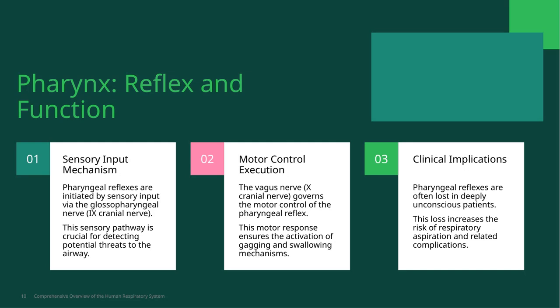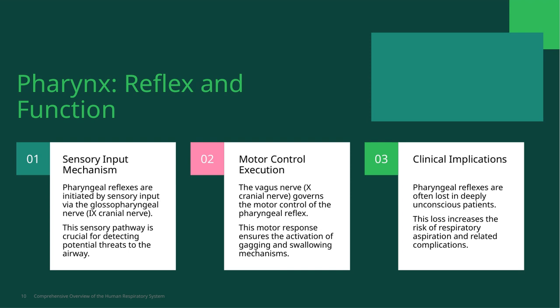Let's take a closer look at the pharynx and its reflexes. The pharynx plays a crucial role in protecting our airway through reflex responses. These reflexes are initiated when sensory input is detected, primarily through the glossopharyngeal nerve, which is the ninth cranial nerve. This sensory pathway is essential because it helps us recognize potential threats, like food or irritants that could enter the airway. Once this sensory information is received, the next step involves motor control. The vagus nerve, or the 10th cranial nerve, takes charge here. It governs the motor responses necessary for actions like gagging and swallowing, which are vital for preventing choking and aspiration.